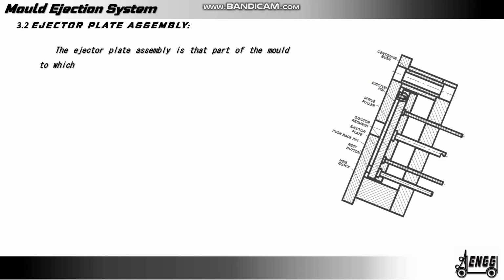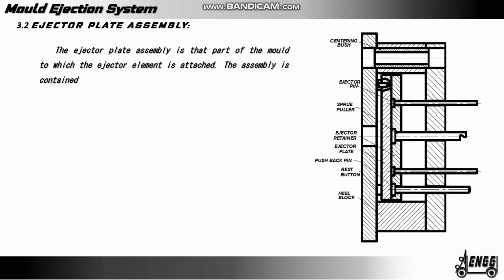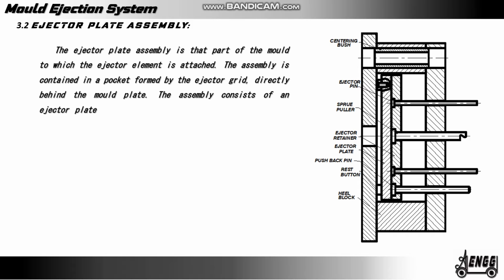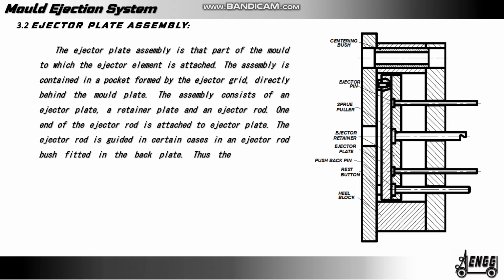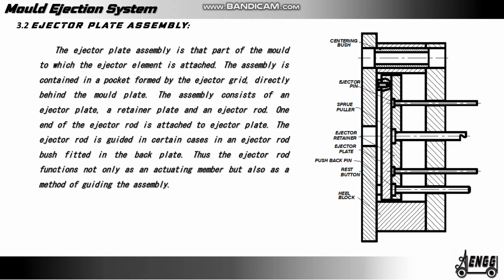Ejector plate assembly. The ejector plate assembly is that part of the mold to which the ejector element is attached. The assembly is contained in a pocket formed by the ejector grid directly behind the mold plate. The assembly consists of an ejector plate, a retainer plate, and the ejector rod. One end of the ejector rod is attached to the ejector plate. The ejector rod is guided in certain cases in the ejector rod bush fitted in the back plate. Thus, the ejector rod functions not only as an actuating member but also as a method of guiding the assembly.